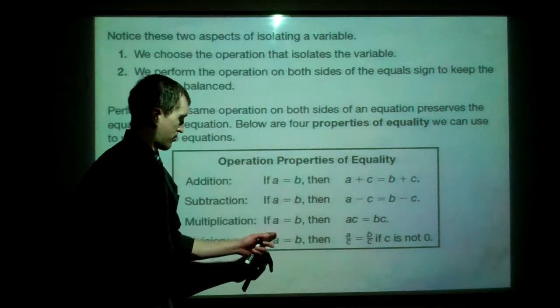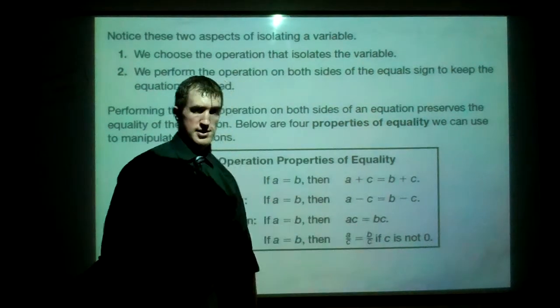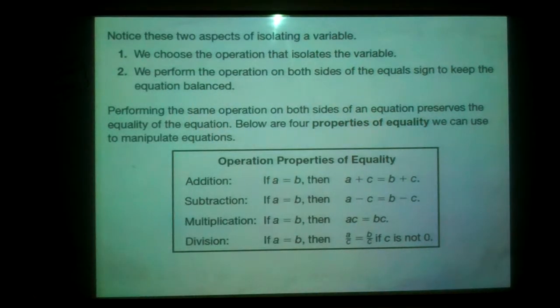Multiplication. I can multiply A times C and B times C, and we'd still have the same thing. And we could always divide by C. A divided by C will be the same thing as B divided by C, as long as A and B are equal, which that's what all of these say. This says here, as long as C is not 0, and the only reason they put that is because you cannot divide by 0, so they just need to put that out there.